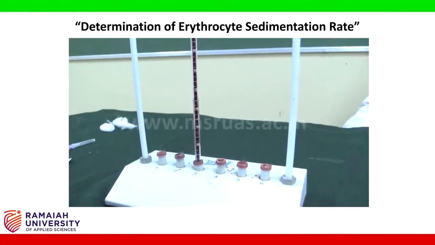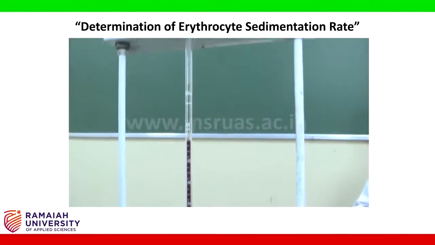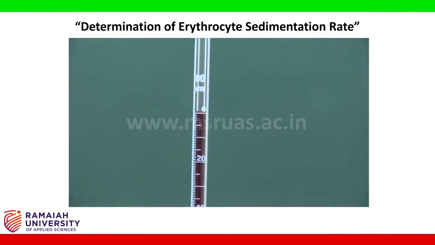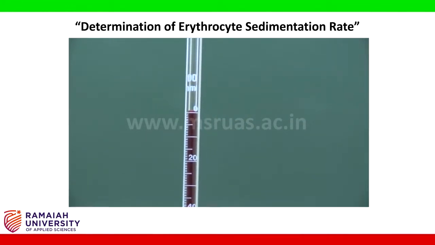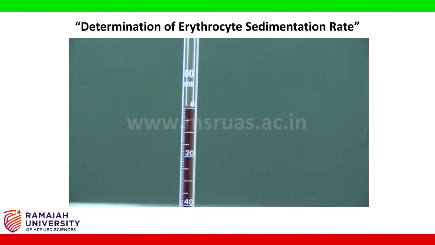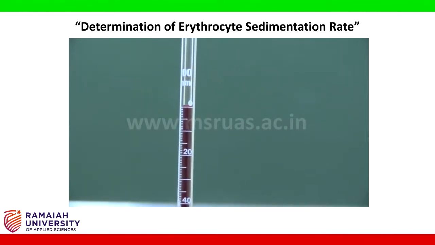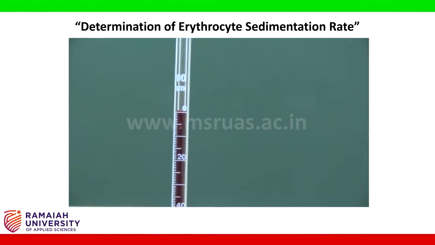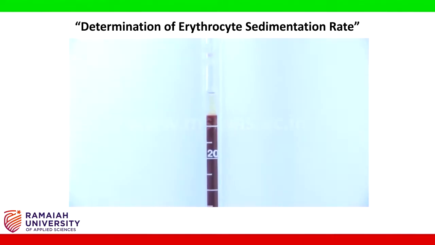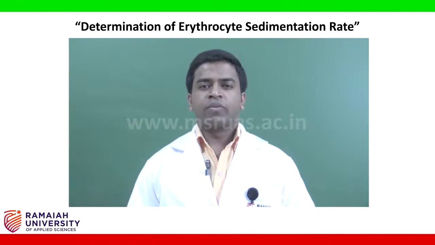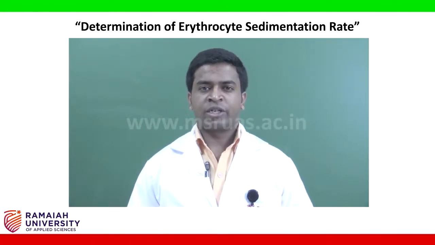After fixing the Winthrop tube in Winthrop stand, leave the tube undisturbed in this position for 1 hour. At the end of 1 hour, read the mm of clear plasma collected above the red cells. Now, at the end of 1 hour, we can see the erythrocyte sedimentation rate. We can see the plasma, which is 6 mm, which is within the normal range. This completes the study of erythrocyte sedimentation rate.